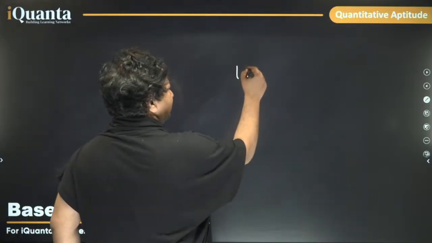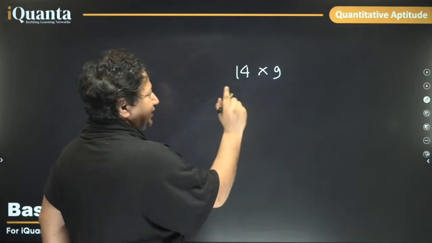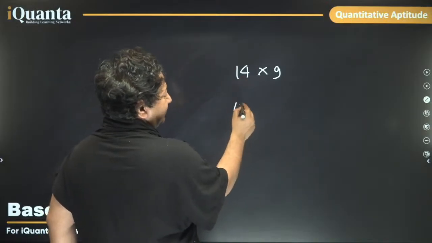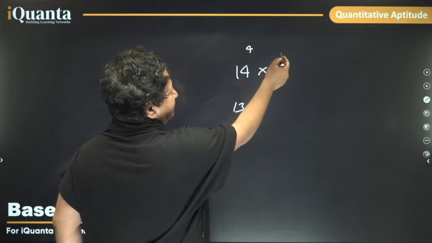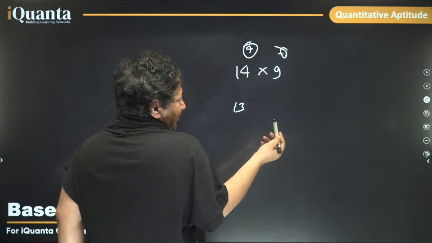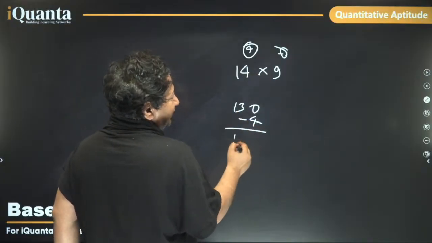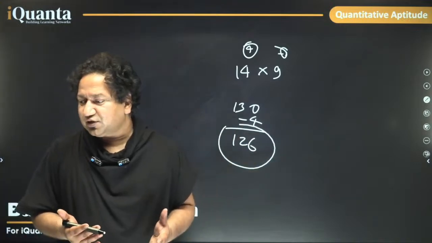14 into 9, I have to do this. How much less than 10 is 9? 1 less. I reduce 14 by 1, I'll get 13. And then this is 4 more, this is 1 less. So a deficit of 4 comes from 10, okay? So from 130 I subtracted 4, and I got 126. Does that make sense?